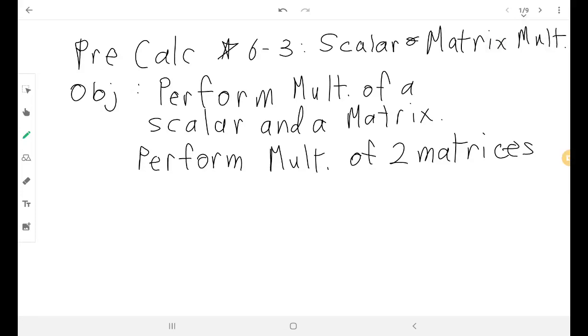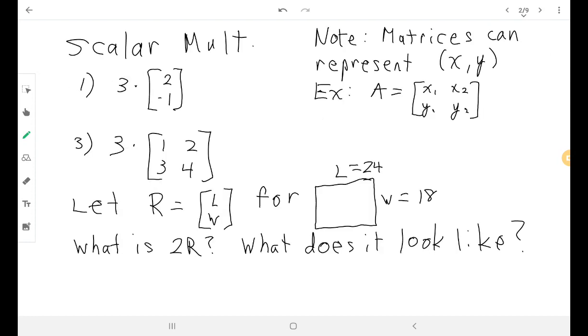All right, so this is the Edgenuity 6.3 section in the matrix unit called Scalar and Matrix Multiplication. It has two objectives: perform multiplication of a scalar and a matrix, and perform multiplication of two matrices. So let's talk about scalar multiplication first.